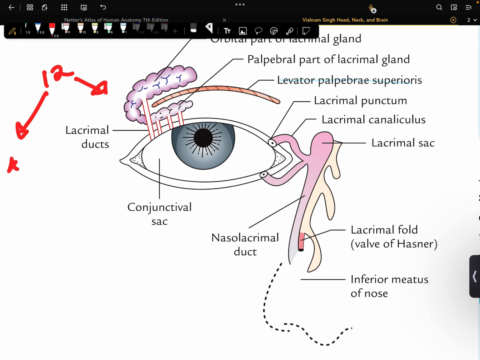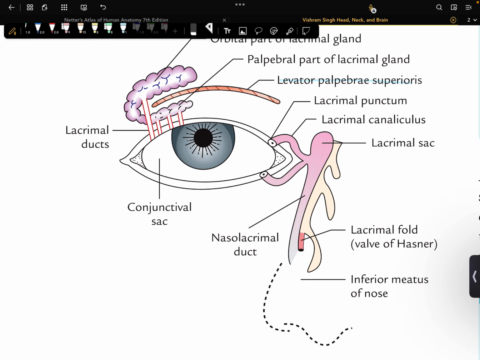Out of these, 4 to 5 are from the upper or orbital part, and 6 to 8 are from the inferior part. So from the inferior part we can see many ducts, and from the upper part only 4 to 5 ducts are there. So it is the main thing.